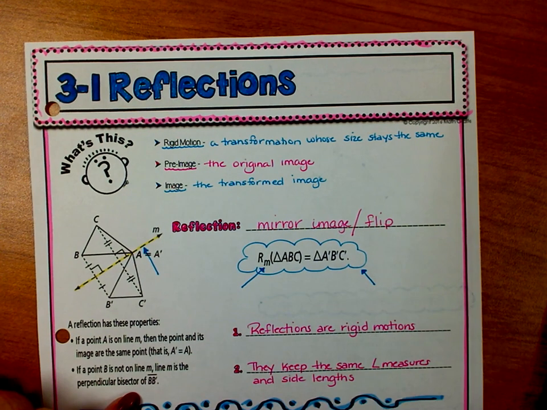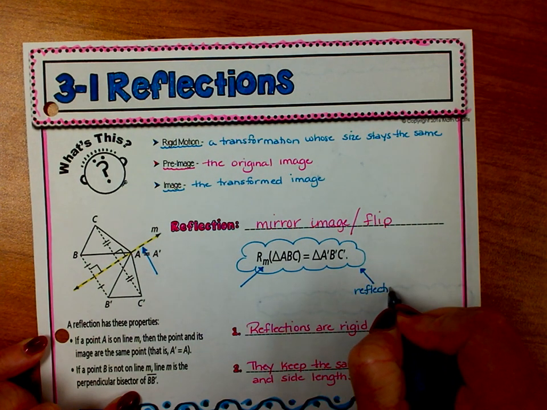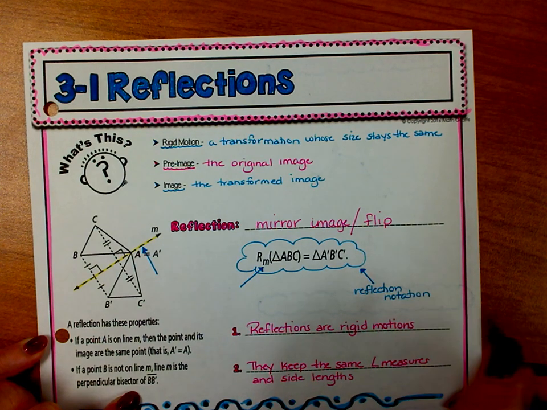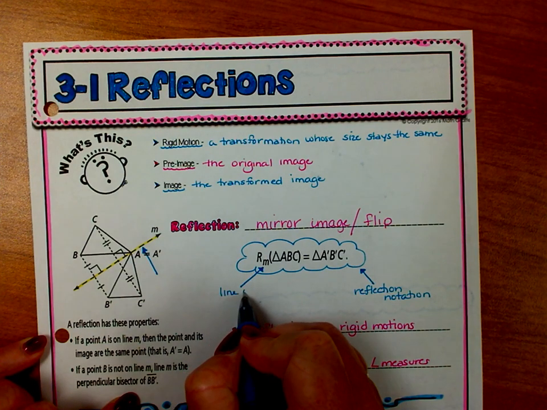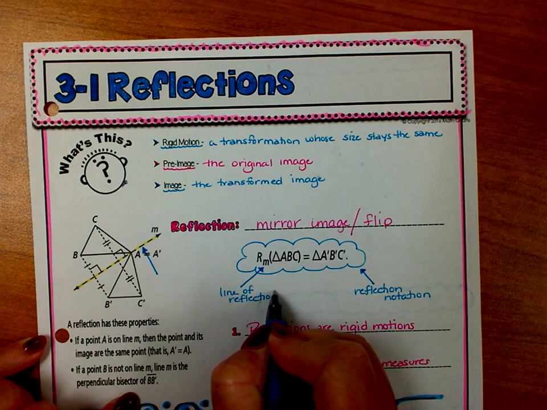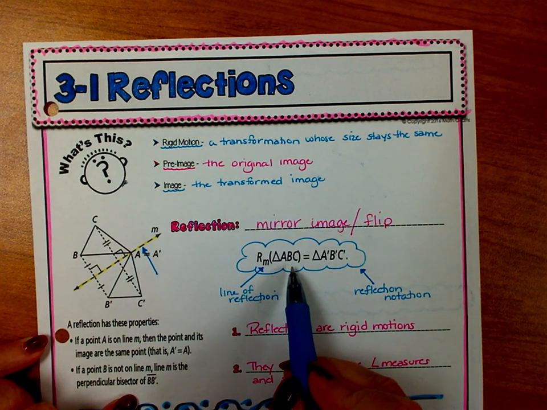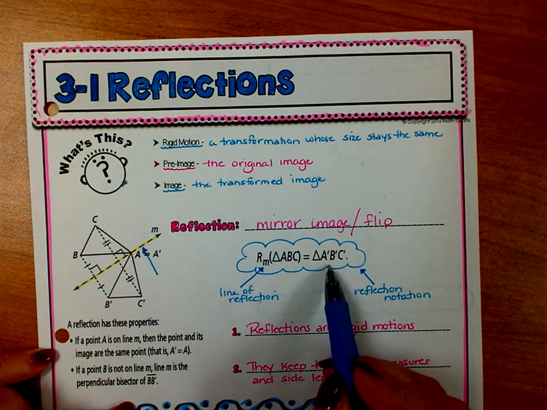This is reflection notation. And from this reflection notation, right here we have the line of reflection. The R stands for the reflection. Inside the parentheses tells you what is being reflected. And then this is the notation for a transformed figure.